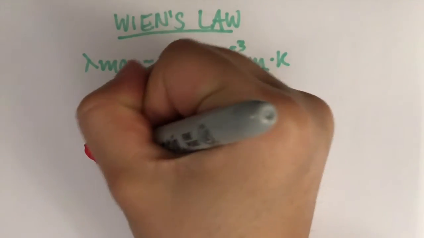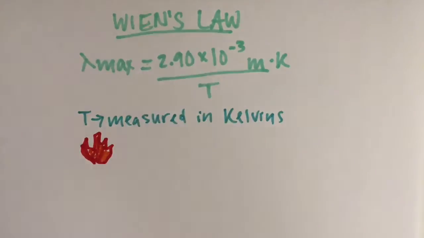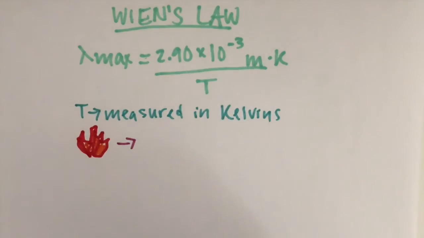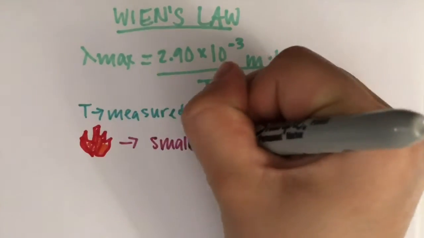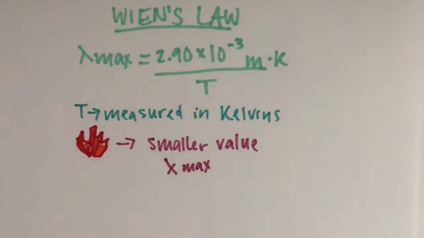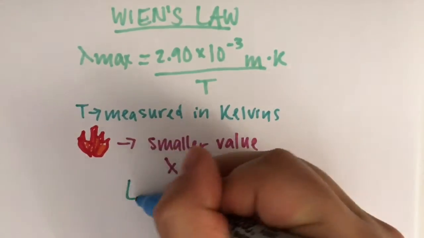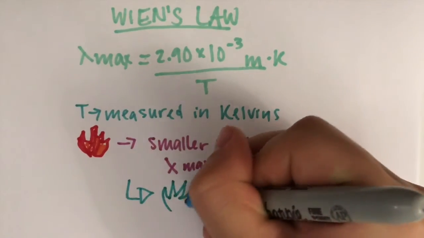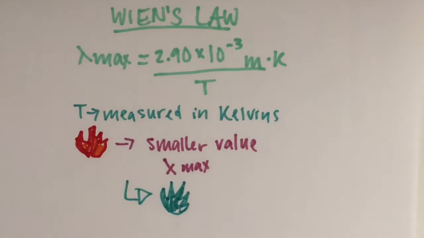According to Wien's law, the value of lambda max and hence the color of the black body depends on the temperature. A hotter object has a smaller value of lambda max, and the entire black body curve shifts to shorter wavelengths when the temperature is increased. A flame that appears blue is therefore hotter than one that is red.